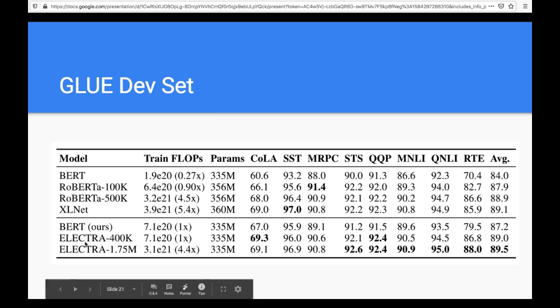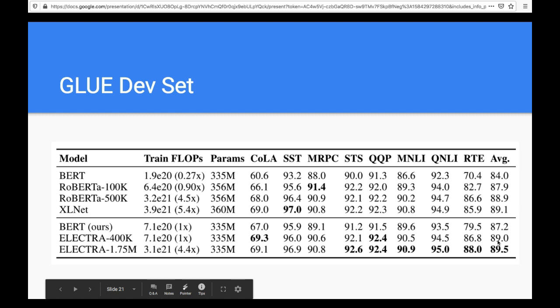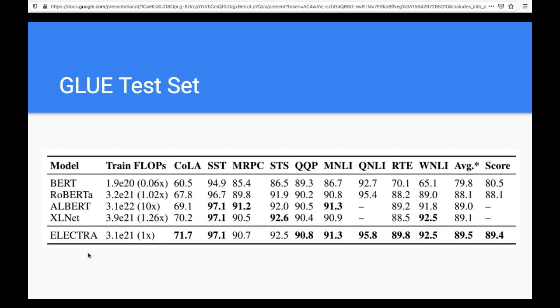And if they fully train ELECTRA, then you can see the computational power is roughly the same as the fully trained RoBERTa and XLNet. And you can see the average GLUE score is much higher than RoBERTa, and also higher than XLNet, which used more compute than ELECTRA. It's a very decent result, very impressive.